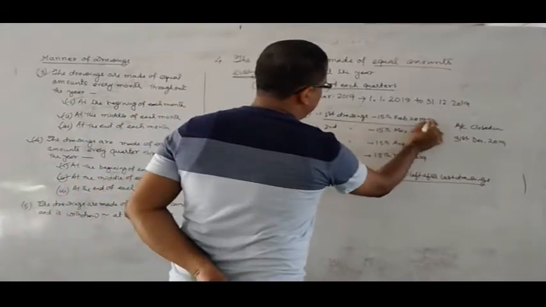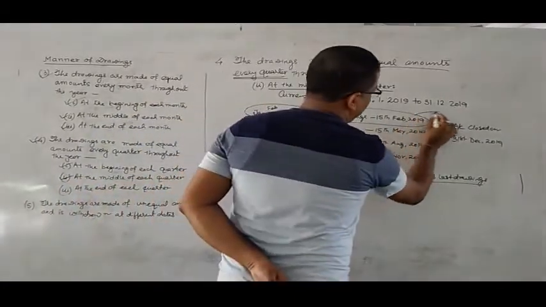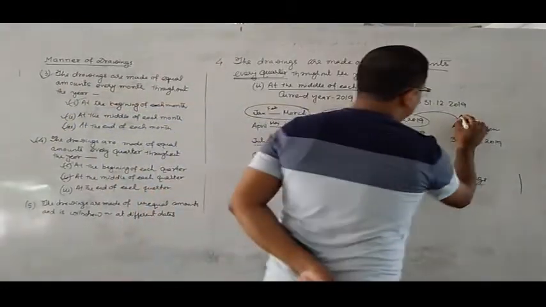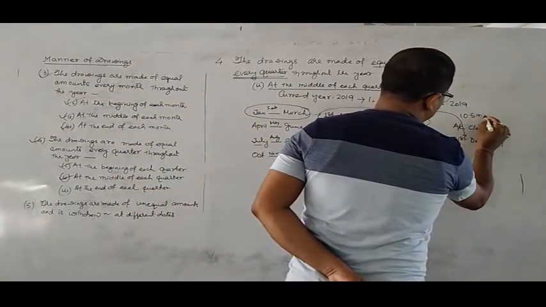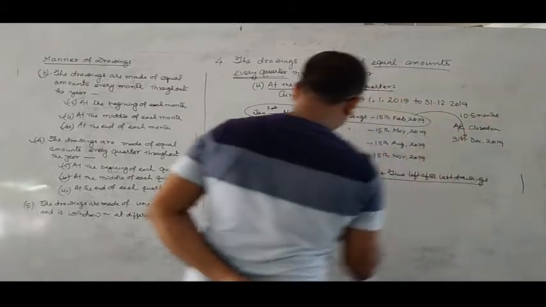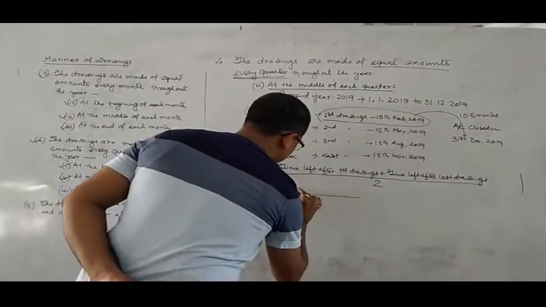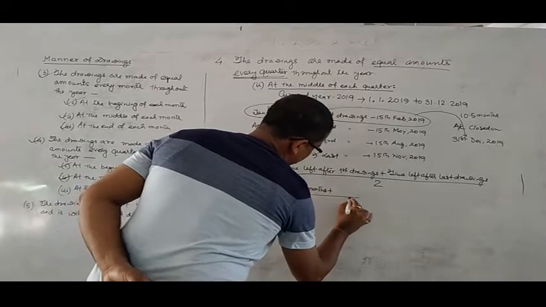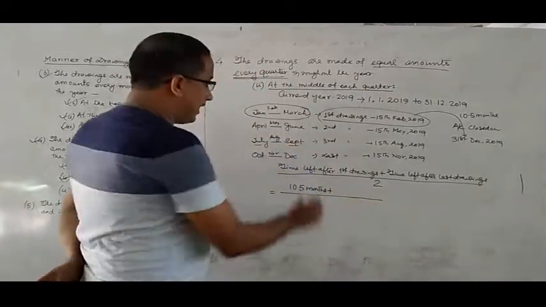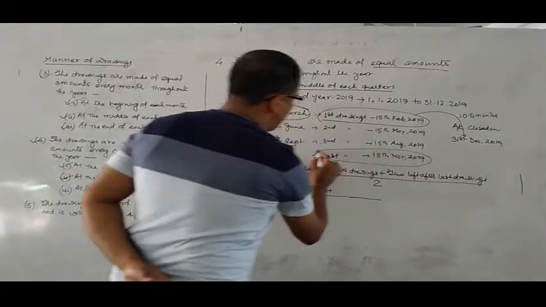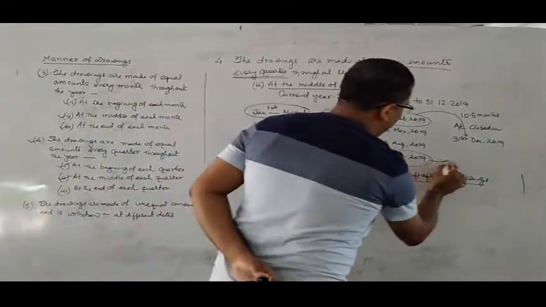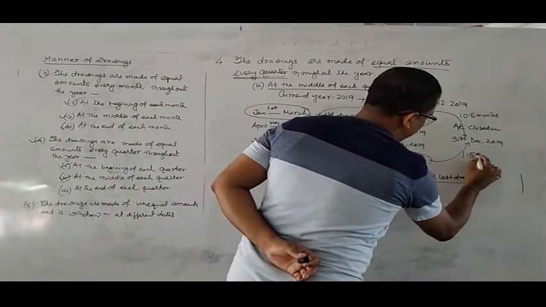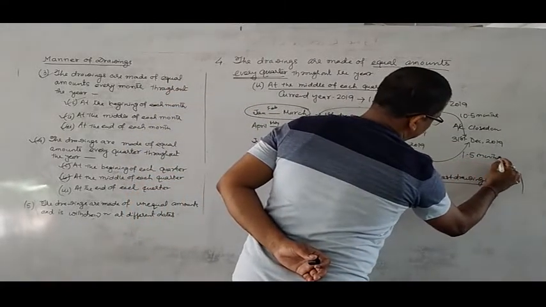Time left of the first drawings. The first drawing is 15th February. 15th February to 31st December, how many months are there? There are 10.5 months. Last drawings, 15th November to 31st December, how many months are there? 1.5 months.